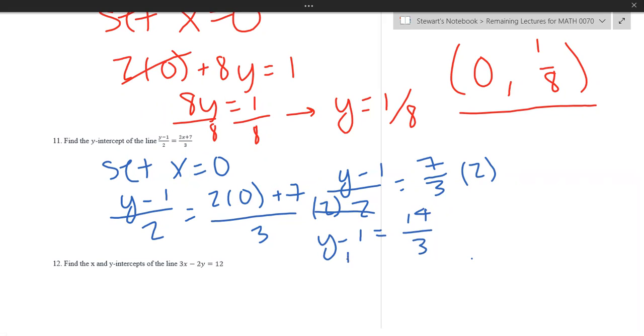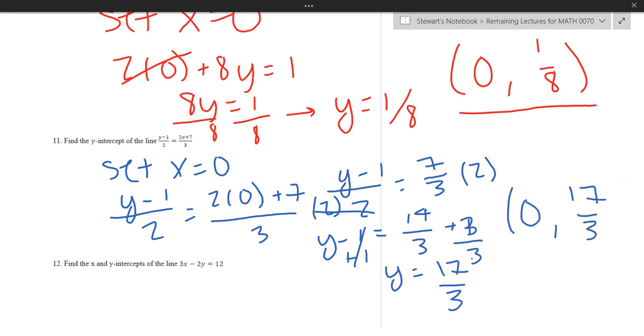And then we're going to add 1 to both sides. So we have y equals, and then we're going to think of this 1 as 3 over 3, because we're going to make a common denominator. So then we have y is equal to 17/3. So in other words, here the y-intercept is the point (0, 17/3). And this is the point, again, where this particular equation would intersect the vertical axis.